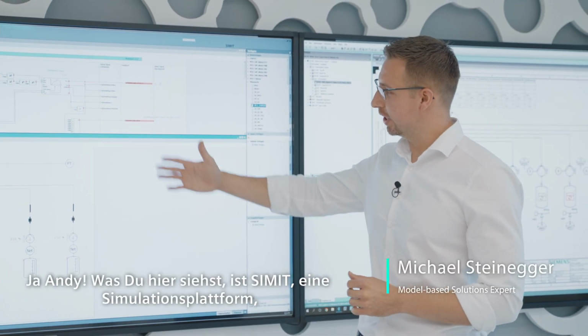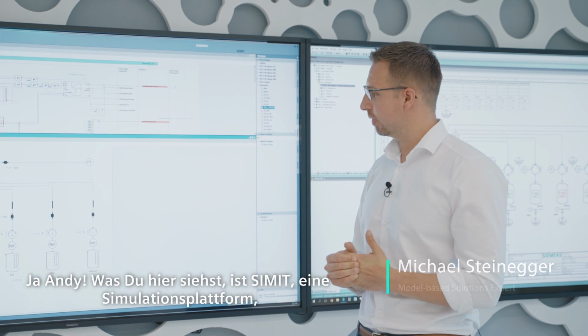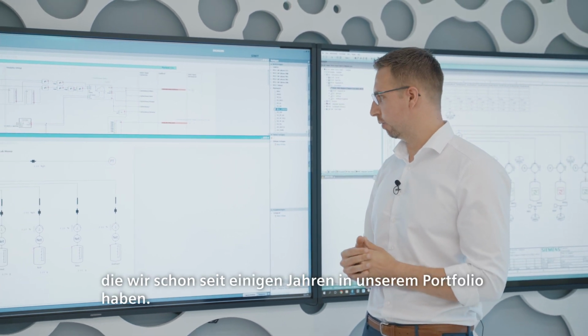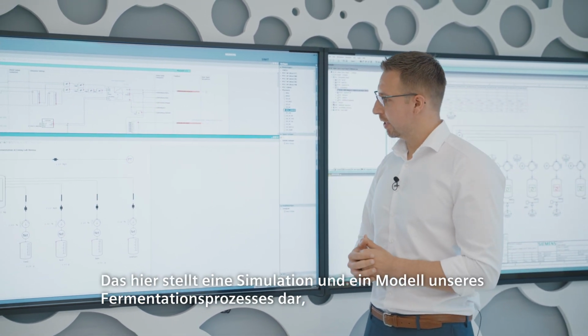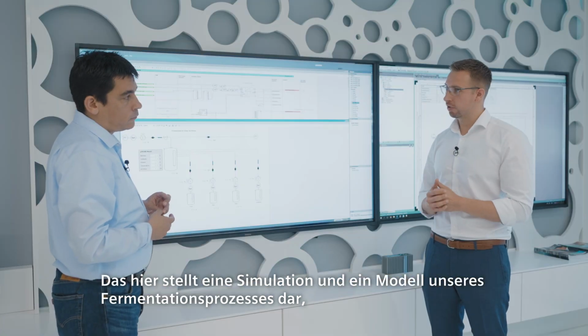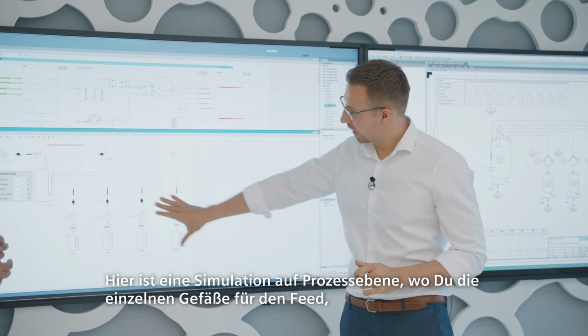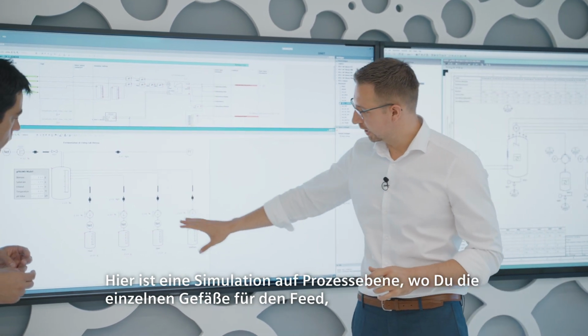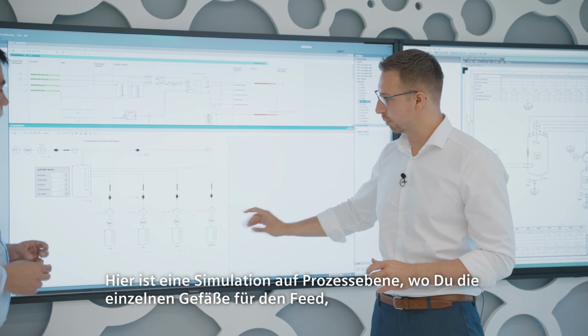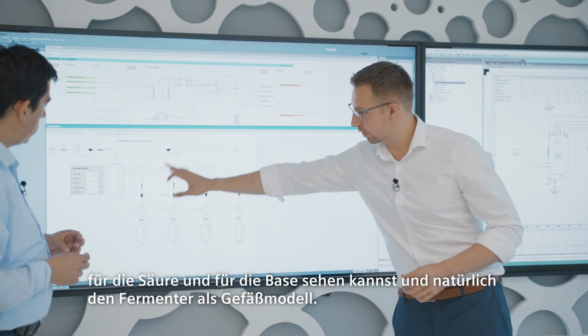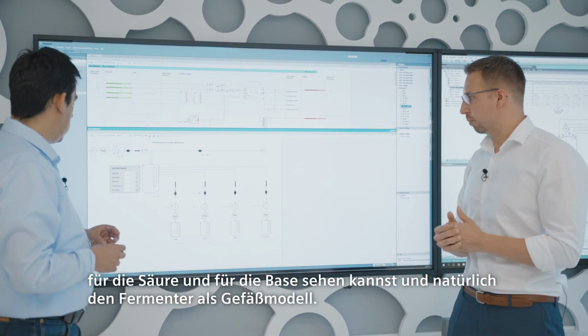Yeah, Andy. So what you see here is SIMIT as a simulation platform that we have had in our portfolio for several years. This represents a simulation and a model of our fermentation process here in our LivingLab. It is a process level simulation, where you see the individual vessels for the feed, for the acid, for the base and so on. And of course here also the fermenter as a vessel model.